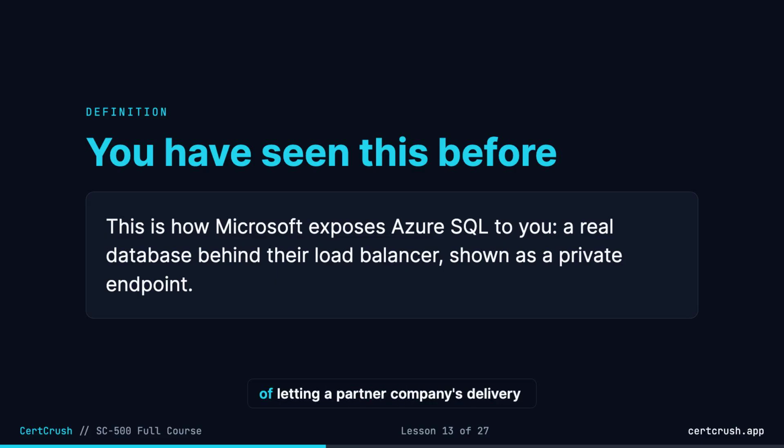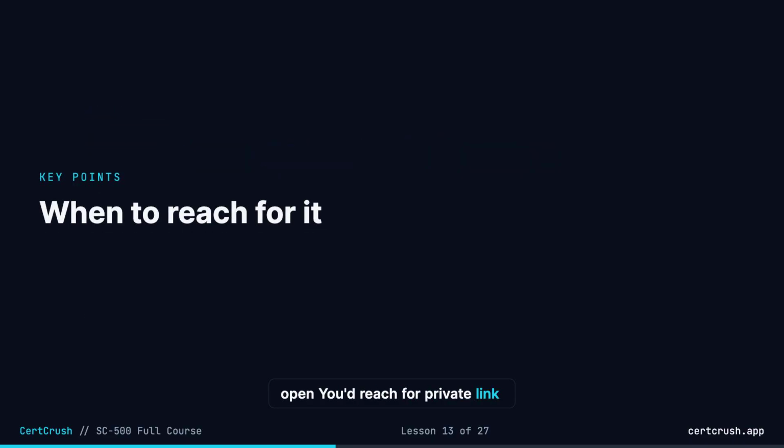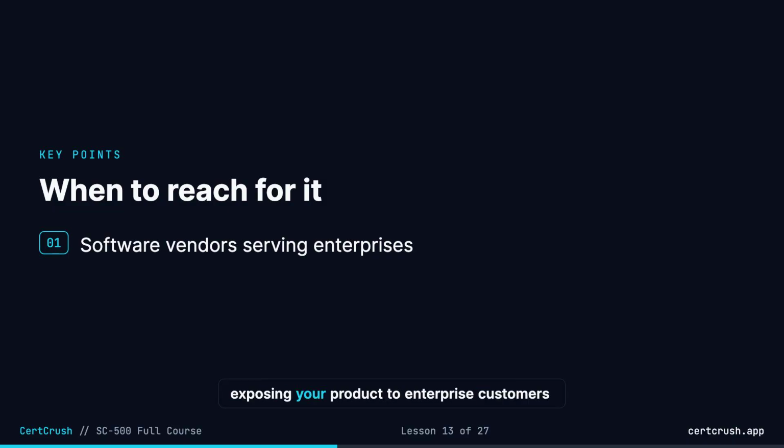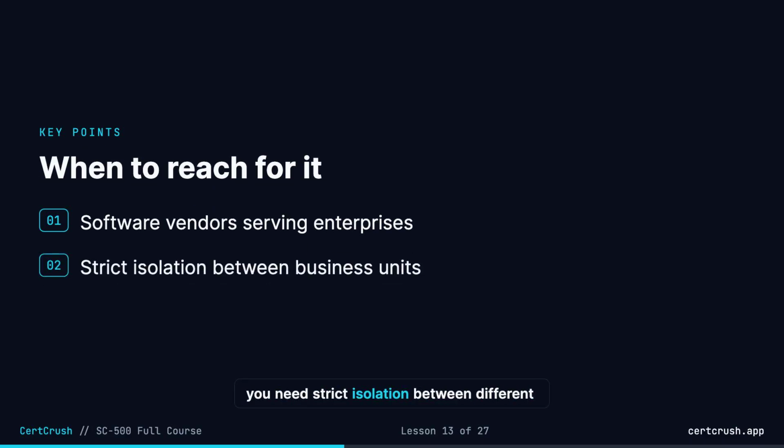It's the corporate equivalent of letting a partner company's delivery van drive straight into your loading bay, instead of making their driver check in at the public reception desk. No internet hop, no leaking DNS, no firewall holes to punch open. You'd reach for Private Link Service if you're a software vendor exposing your product to enterprise customers who refuse to consume anything over the public internet. It's also genuinely useful inside a single organization when you need strict isolation between different business units.